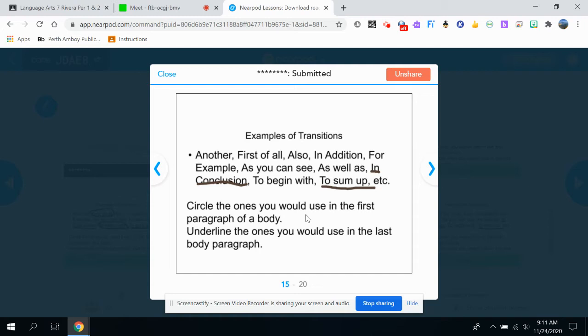So the things that should have been circled are the things that they would use for the first paragraph. So if I'm going to start off my paragraph, I should have to begin with... and what's the other one I should start with? Which other set of words tells me that I'm starting something? So it should be first of all and to begin with. That would have been right. So if I circled first of all, to begin with, and then underline in conclusion, to sum up, that's the way you should have had it. Okay. All right. Moving on.